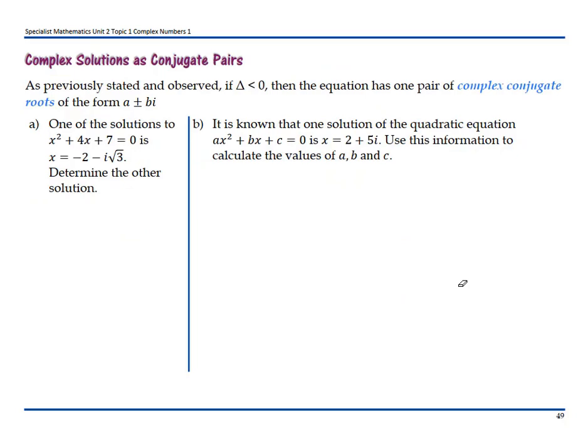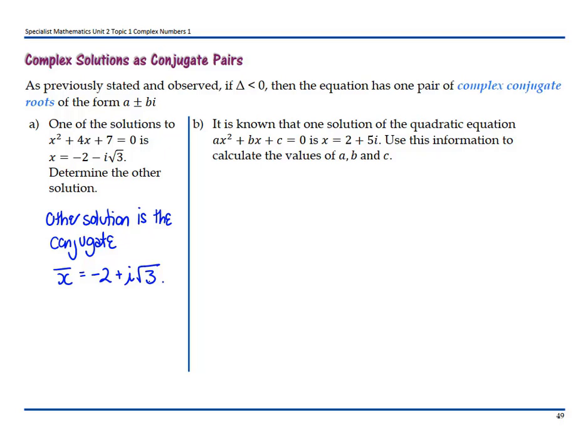Okay, so one of the solutions to x squared plus 4x plus 7 equals 0 is x equals negative 2 minus i root 3. Determine the other solution. The other solution is the conjugate, which would be negative 2 plus i root 3. And that's by definition.